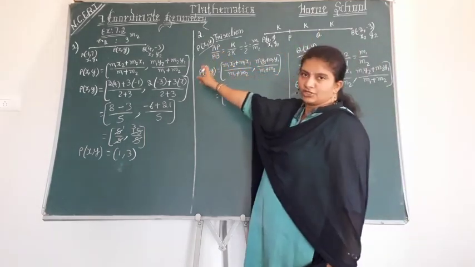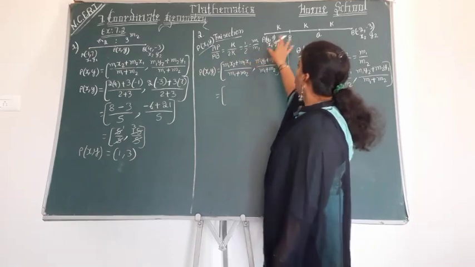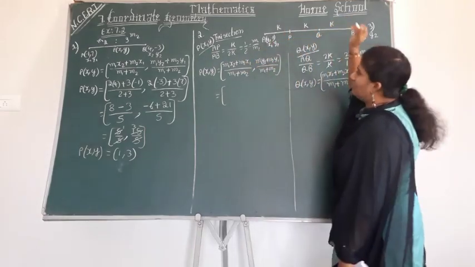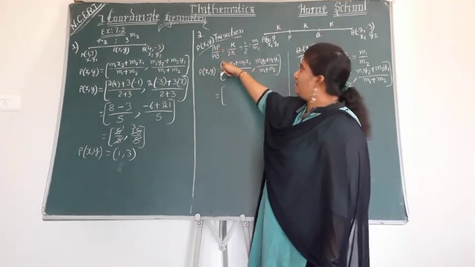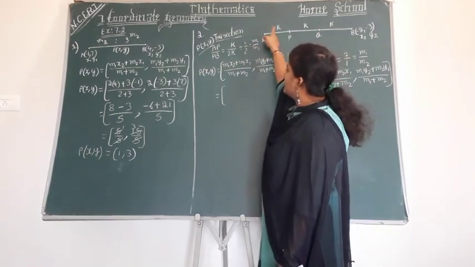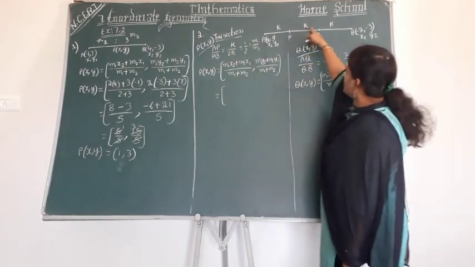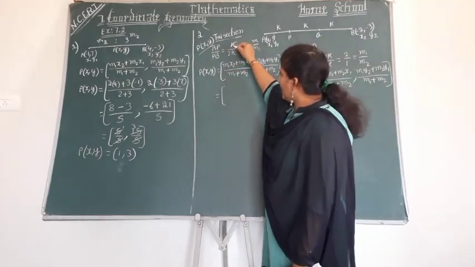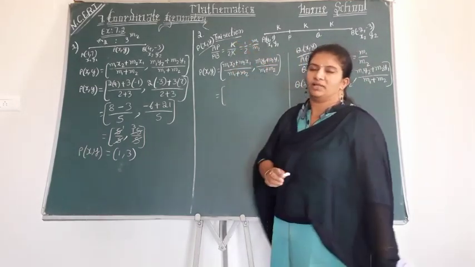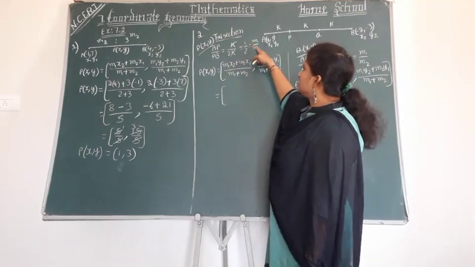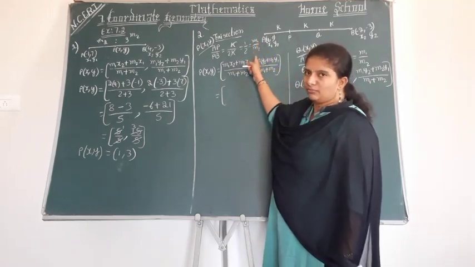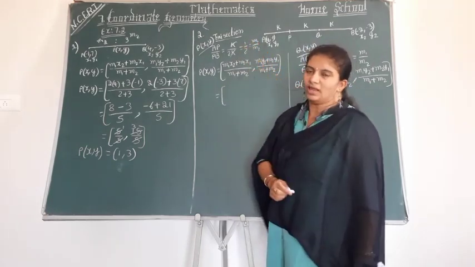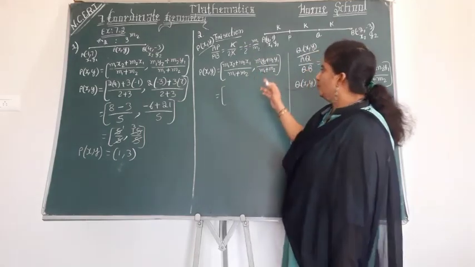How do you write the ratio? You need to write M1 by M2, AP by PB. AP is how much? K. PB is how much? K plus K will be 2K. Let's cancel K, K, 1 by 2 will be left. 1 by 2 is M1 is to M2, where M1 is equal to 1, M2 is equal to 2.